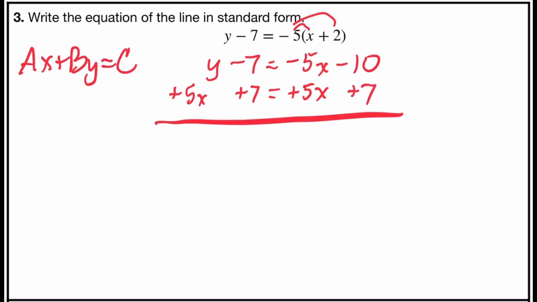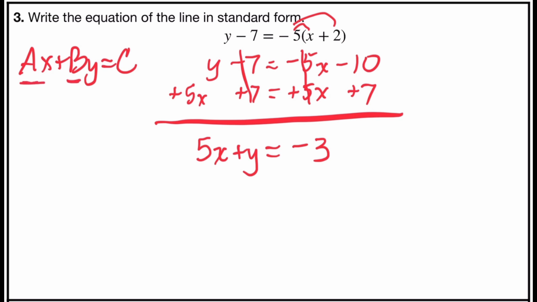When I do that, negative 7 plus 7 on the left side is 0, and that leaves me with 5x plus y on the left side. Negative 5x plus 5x is 0 on the right side, and that leaves me with negative 10 plus 7, which is negative 3. So now I'm going to check.